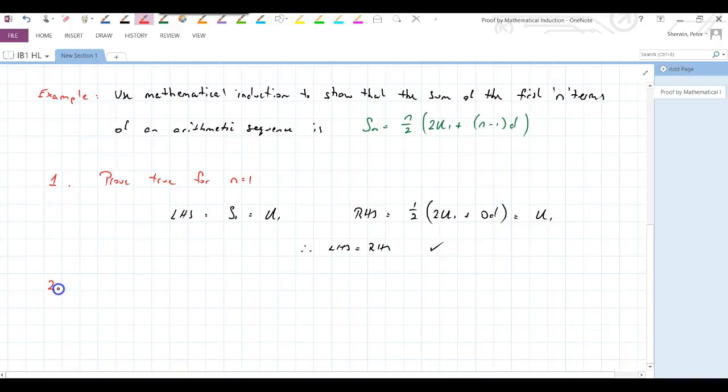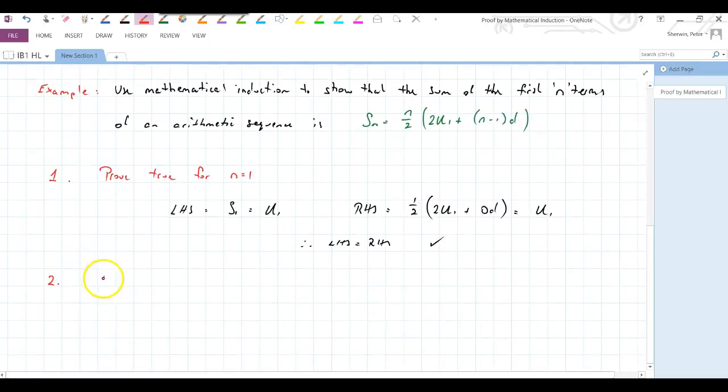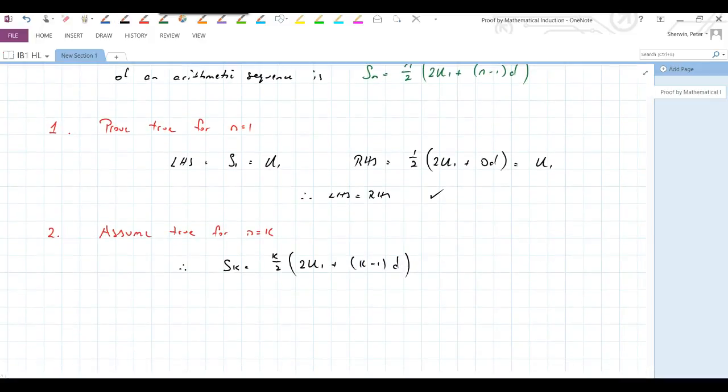And in fact, step 2 is very quick as well, because all we're doing is assuming that it's true for n equals k. So all we do here is sub k in for n, and we write, therefore, we're assuming that Sk is equal to k over 2 times (2U1 plus (k minus 1)d). For some value of n, we're just letting that be k. So we're assuming true for n equals k, so steps 1 and 2 are very quick.